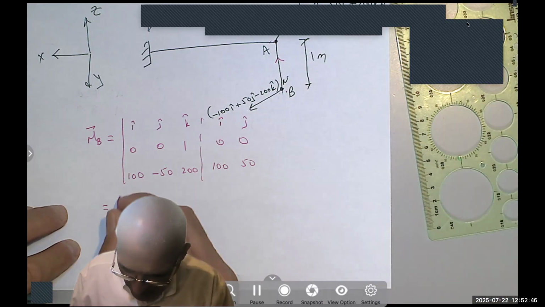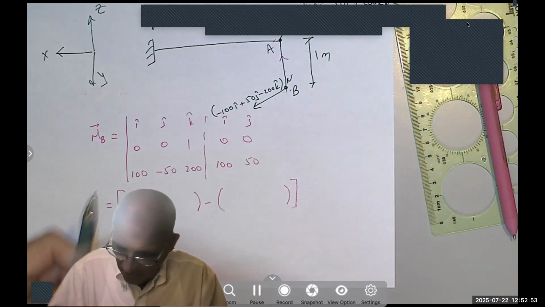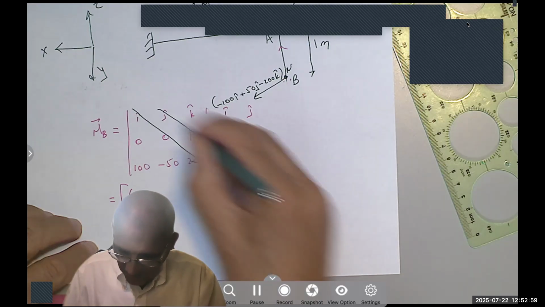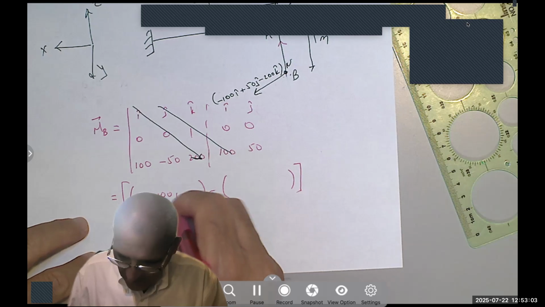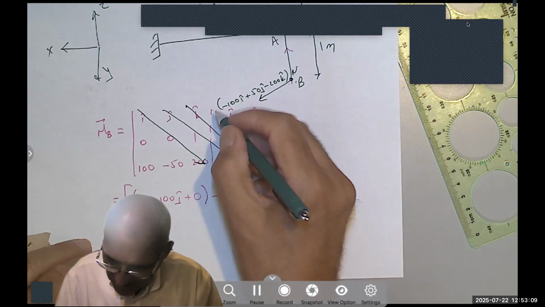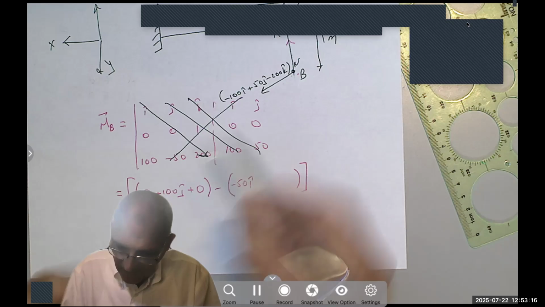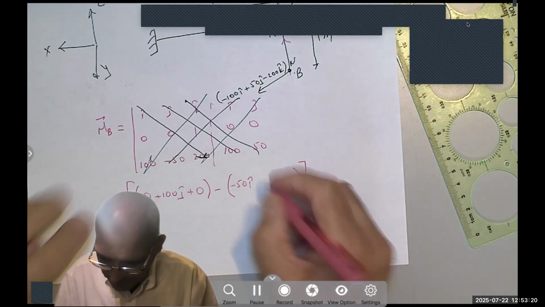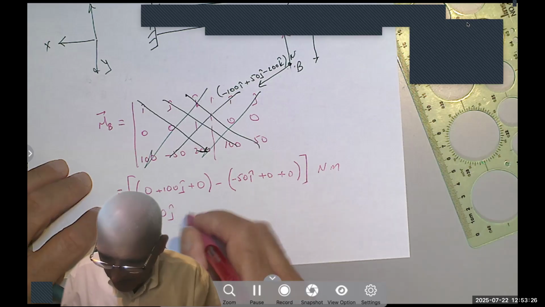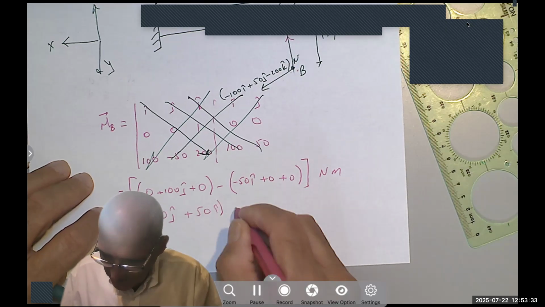I can say the moment at B equals, I go in this direction, 0I, 100J, and of course 0K. Then I go in this direction, negative 50I, 0J, 0K. So it's 100J plus 50I. So usually we write the I first, Newton meter.